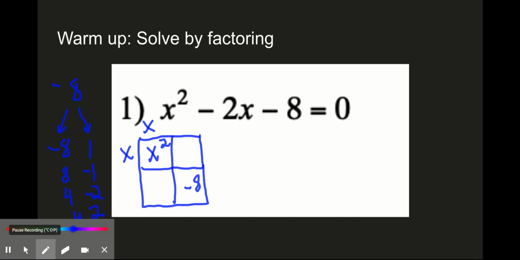Now, when I say critical thinking skills, you guys, what I mean by that is, look at what I need to get in the middle, a negative number, which means I need the negative number to be larger. So I'm going to go ahead and say, you're not going to work. You're not going to work. -8 plus 1 is -7, so you're not going to work. -4 and 2, though, yeah, it's going to work great.